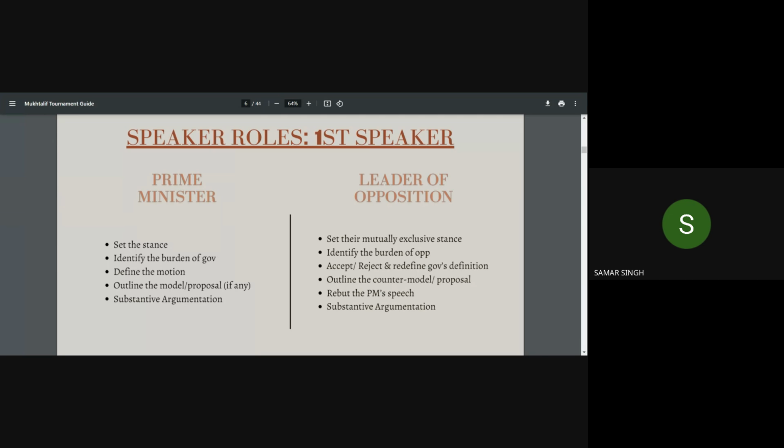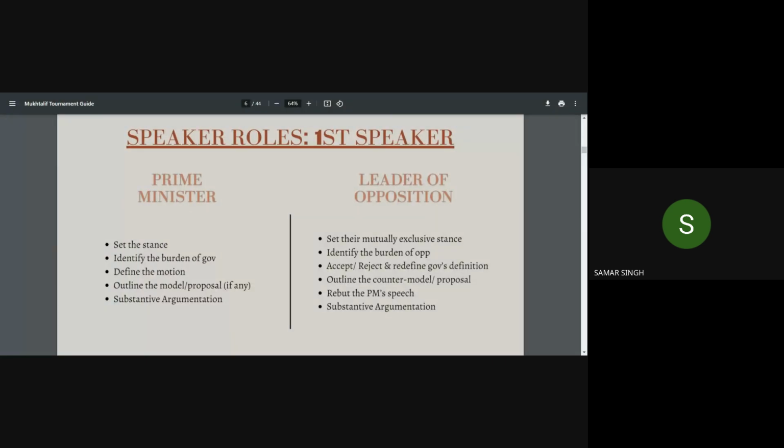That rebuttal is the only thing that is different for the Leader of Opposition. Else, both of them have a similar role. If the Prime Minister comes in and gives a very, very vague definition of plastic, of banning, of how this is going to look like, then the Leader of Opposition has the chance to redefine the motion. They can simply say that, hey, they gave a wrong definition of plastic. They gave a wrong definition of what banning looks like and how the world will change in respect to that.